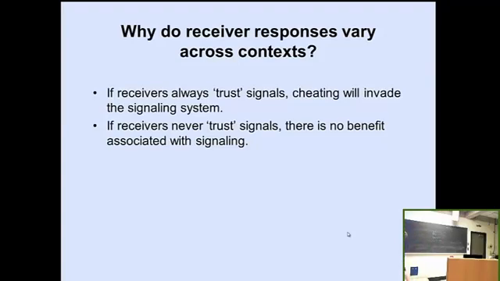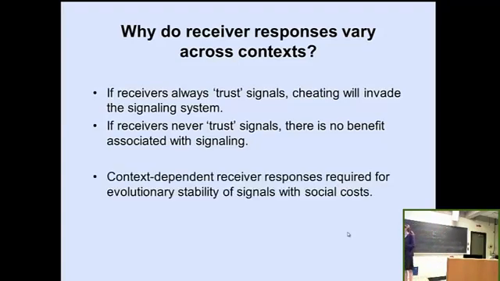If, on the other hand, receivers never trust signals, then there's no benefit associated with signaling. If every time they see a rival they say, you're saying that you're strong, but I don't believe you, so I'm going to fight with you anyway, well, what's the point of having a signal if it doesn't help to minimize some costs associated with conflict? So I think that context-dependent receiver responses are actually required for signals with social costs to be stable.